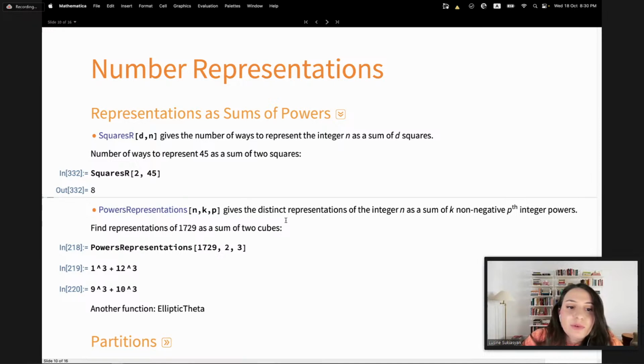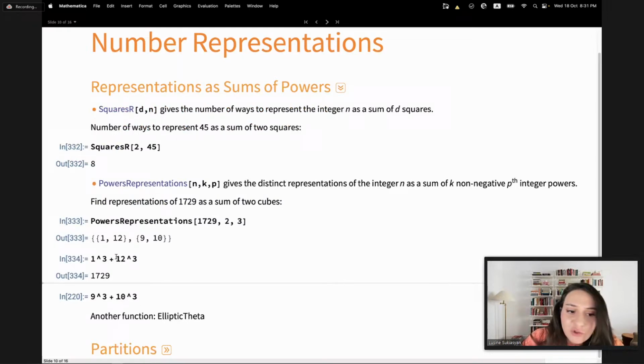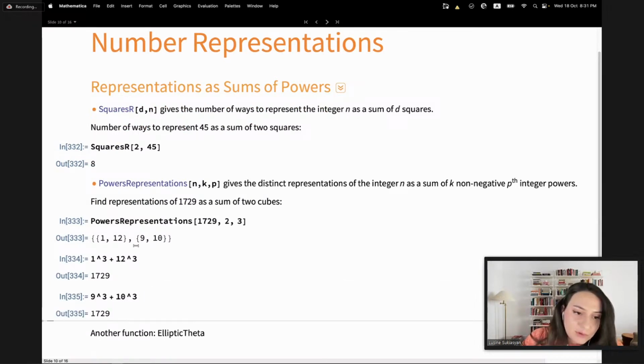Or this function, PowerRepresentations[n, k, p], which gives the distinct representations of the integer n as the sum of k non-negative pth integer powers. Like in this case, we can find representations of 1729 as the sum of 2 cubes by doing this. And you see that indeed, 1 to the power of 3 plus 12 to the power of 3 is 1729, so is this number. And actually, this is called a taxicab number. Very interesting numbers. 1729 is the smallest number that can be represented as a sum of 2 cubes in 2 different ways. And Ramanujan discovered these numbers. You can actually read about taxicab numbers. Another function here is elliptic theta.